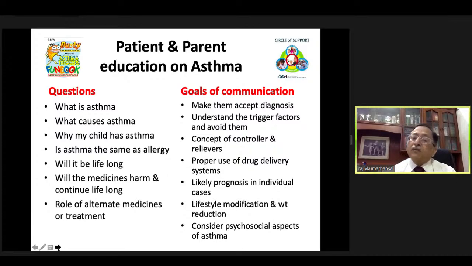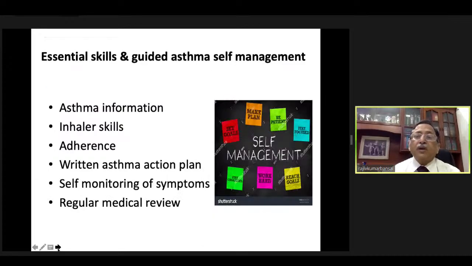The likely prognosis in individual cases might differ. This needs to be told. If somebody tells you my other friend got okay, it doesn't mean you will also go okay. But yes, if you take your medications properly, if you are compliant with the treatment which has been prescribed, certainly you can be very well controlled. You may not get out of it, but certainly you will be very controlled. Lifestyle modification and weight reduction is a very important component of asthma management, and one needs to be psychologically fit to have proper asthma control.